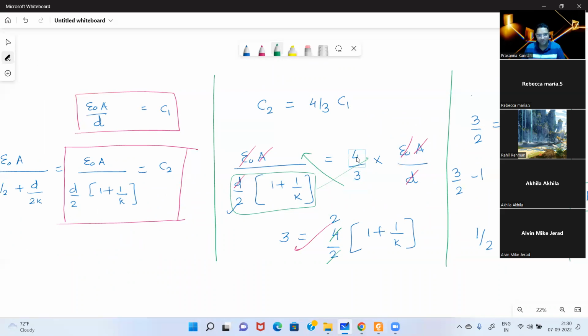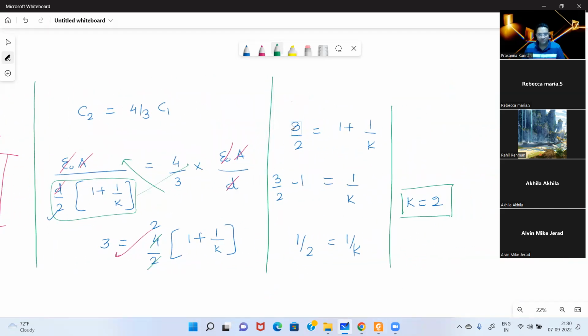So this 3 goes here, and this 1 by 2 comes here. So 4 by 2 into 1 plus 1 by K is equal to 3. 4 and 2 cancel to give 2, so 3 by 2 is equal to 1 plus 1 by K. 1 by K is 1 by 2. So that means K is equal to 2. Is it clear to everyone?